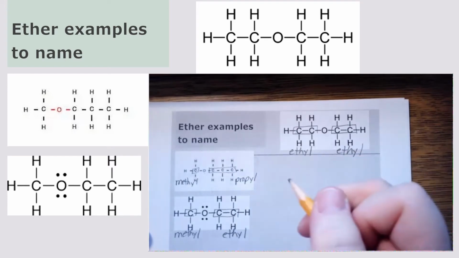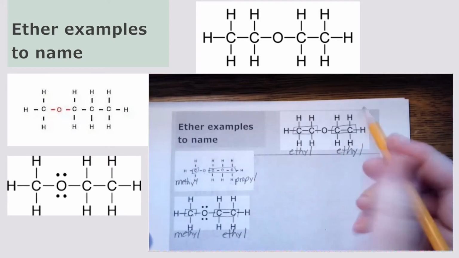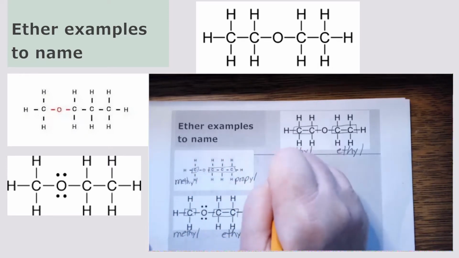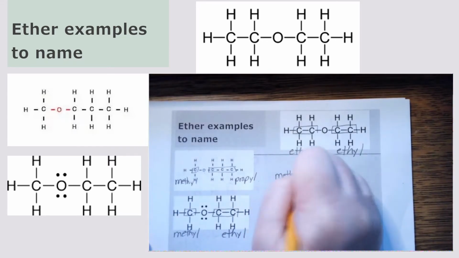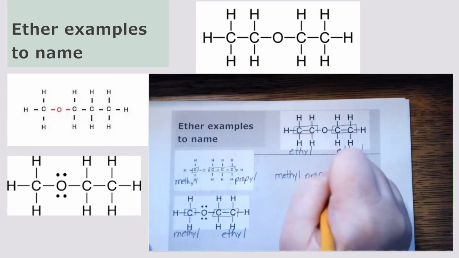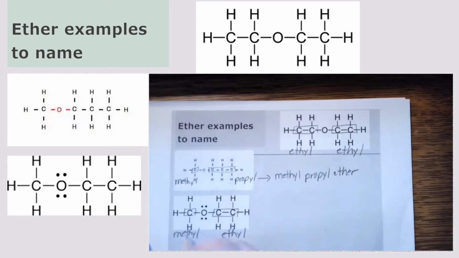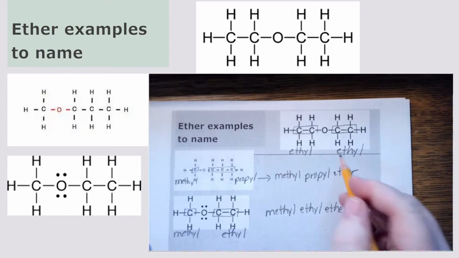Okay, now when we are naming it, we could just look at the way that the compound is written and put them in order, and we're going to add ether at the end. So methyl, propyl, ether for this one, right? This one, methyl, ethyl, ether. Now what about this one?